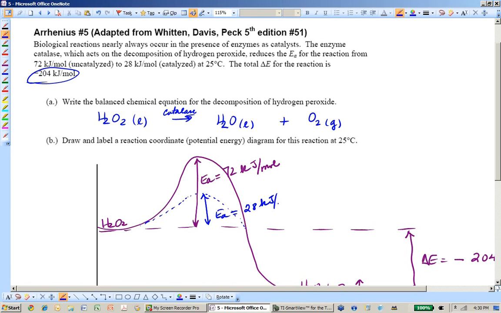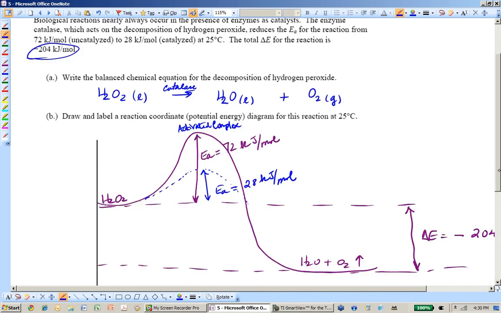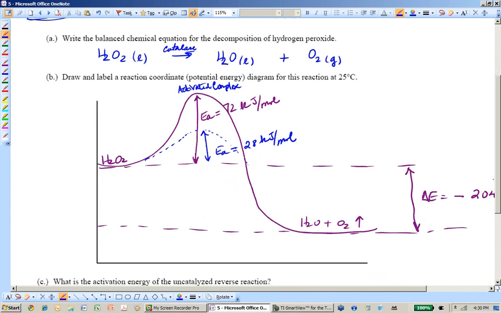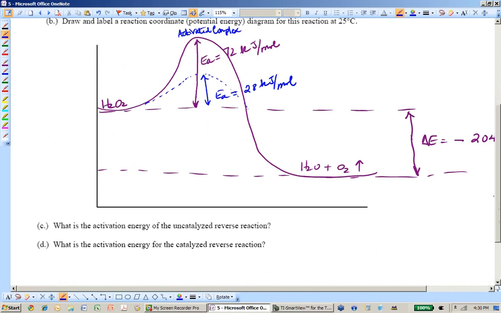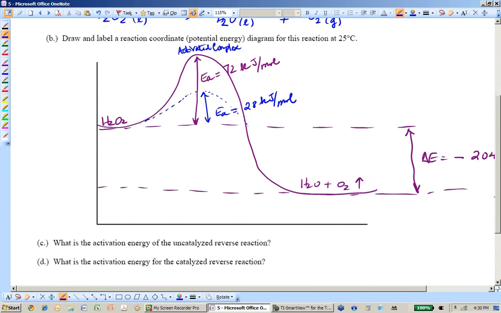28 kilojoules per mole. Just a matter of seeing if you know where things go and if you can interpret these diagrams. You also should realize there's an activated complex or transition state of sorts up there. And I think I left everything pretty much intact. So what is the activation energy of the uncatalyzed reverse reaction?